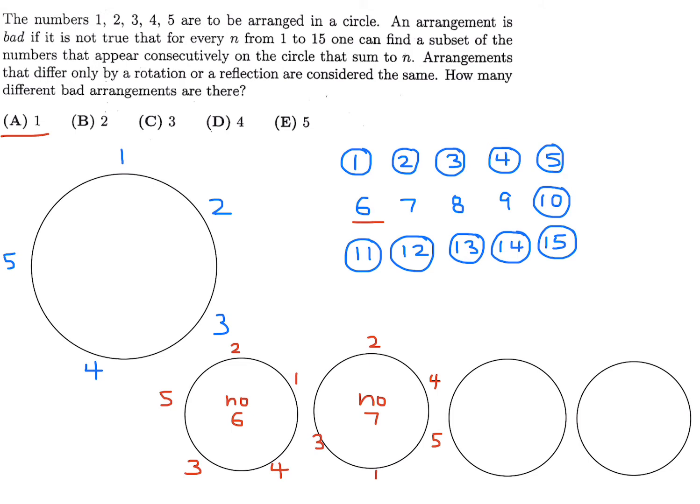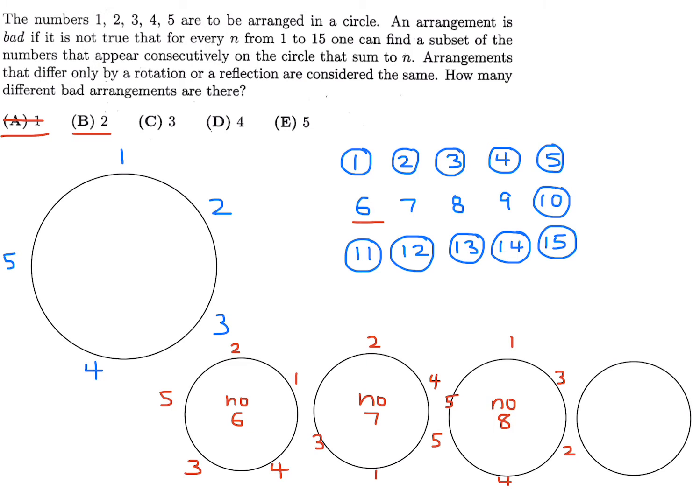Okay, now I got 2 of them, so I'm up to here. Now we have to concentrate on no 8. Well, no 8, I can do that as follows: 1, 3, 2, 4, 5. Like that. That makes me not have an 8.